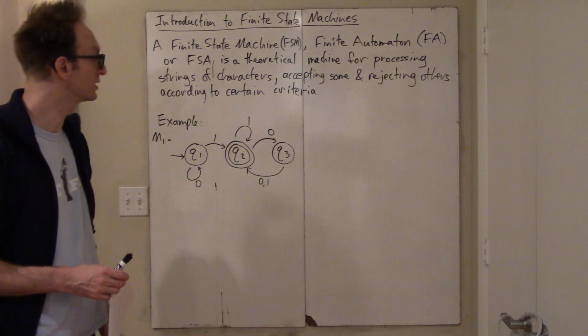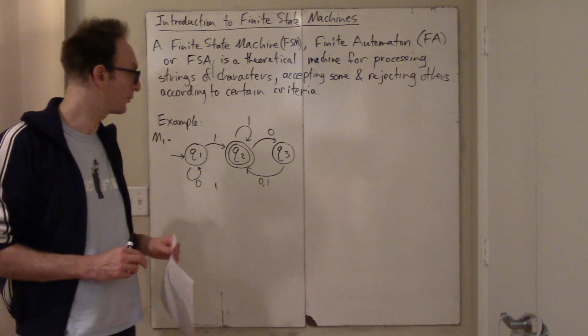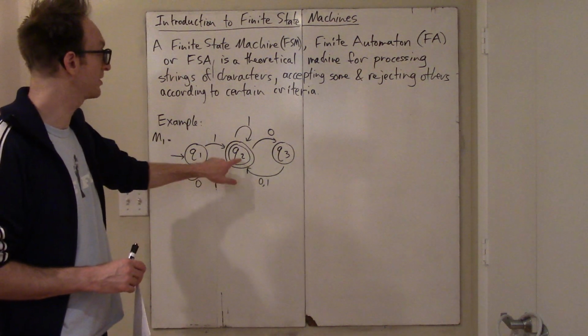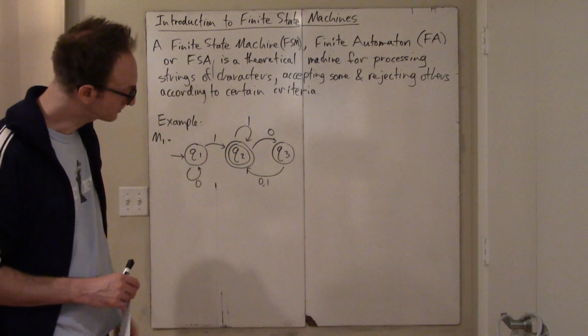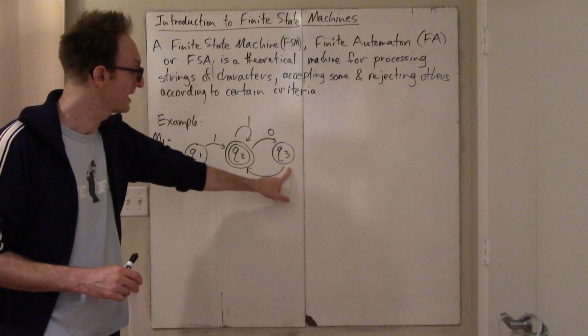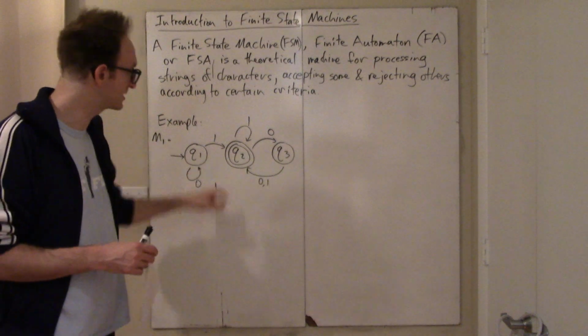Okay, what happens in state Q2? Well, once again, I need to give directions for what to do when I read a 0 or when I read a 1. If you read a 0, go to state Q3. If you read a 1, then stay in state Q2. If you're in Q3, whether you read a 0 or a 1, you should go back to state Q2.